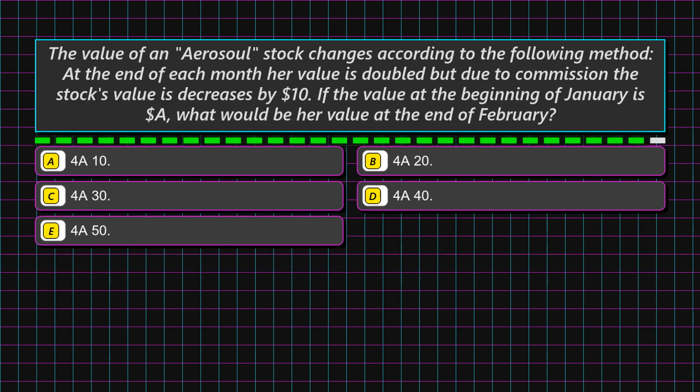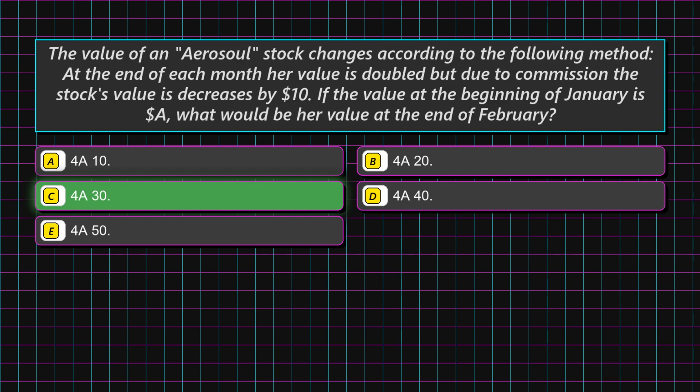Question 8. The value of an aerosol stock changes according to the following method. At the end of each month her value is doubled, but due to commission the stock's value decreases by $10. If the value at the beginning of January is $A, what would be her value at the end of February? Option A, 4A minus 10. Option B, 4A minus 20. Option C, 4A minus 30. Option D, 4A minus 40. Option E, 4A minus 50.